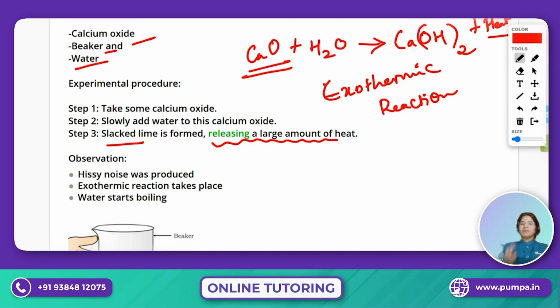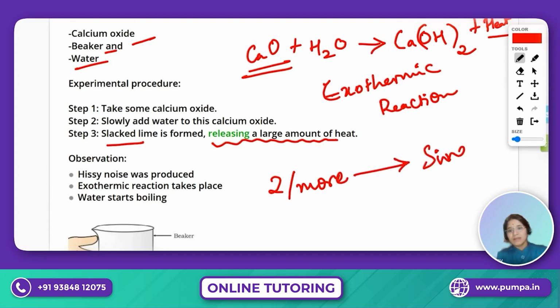That is what I am saying. When you are mixing two or more substances, they combine to form a single substance. That is a combination reaction. Two or more substances combining to form a single substance. This is a very important keyword which I have to pronounce with emphasis. Okay? So two or more combine to form a single substance. This is the major idea about combination reaction.